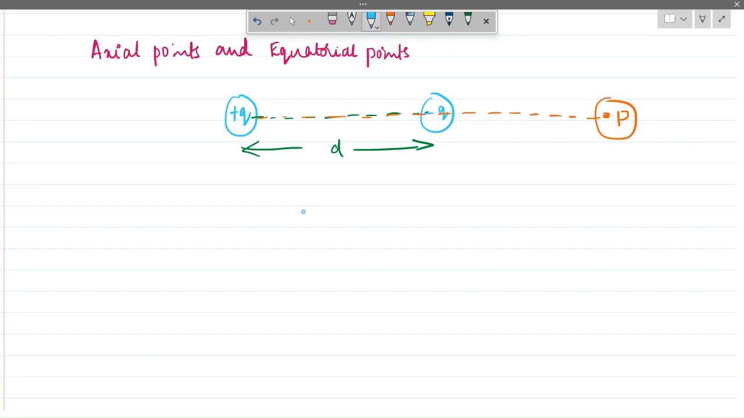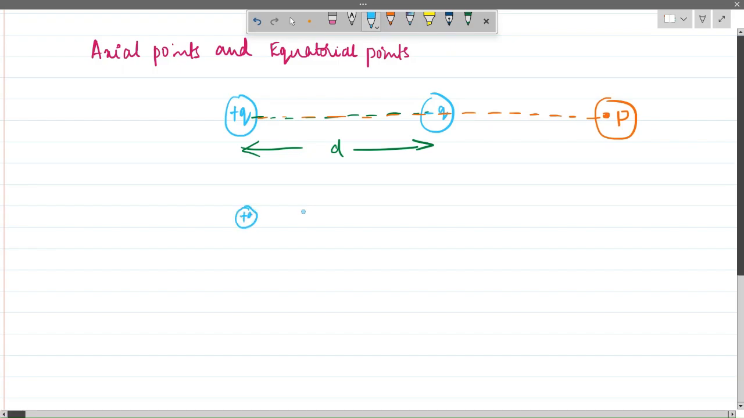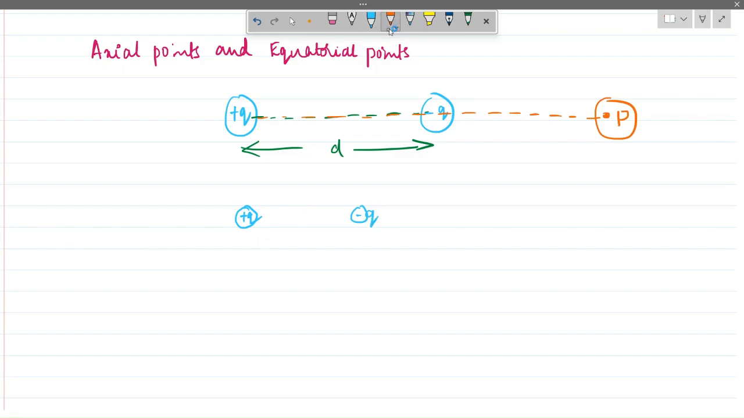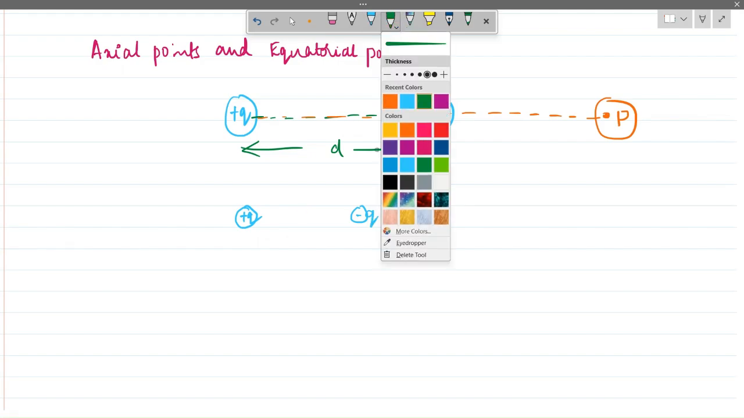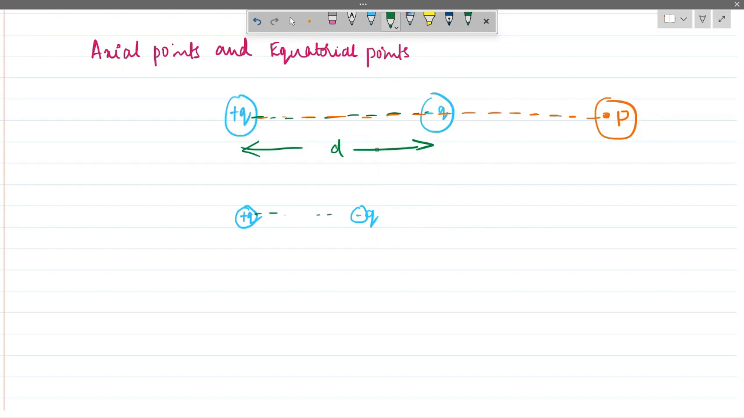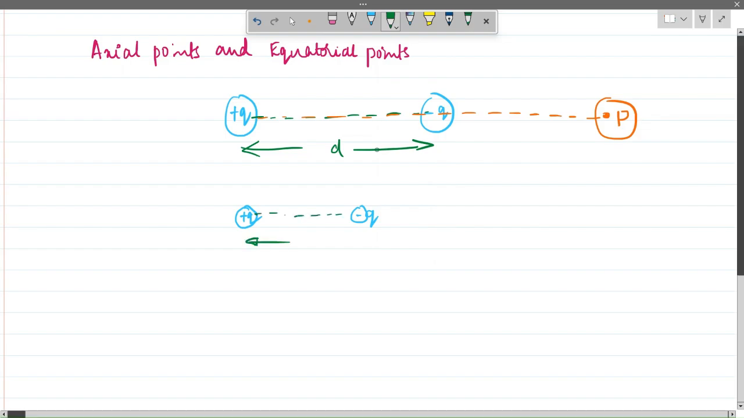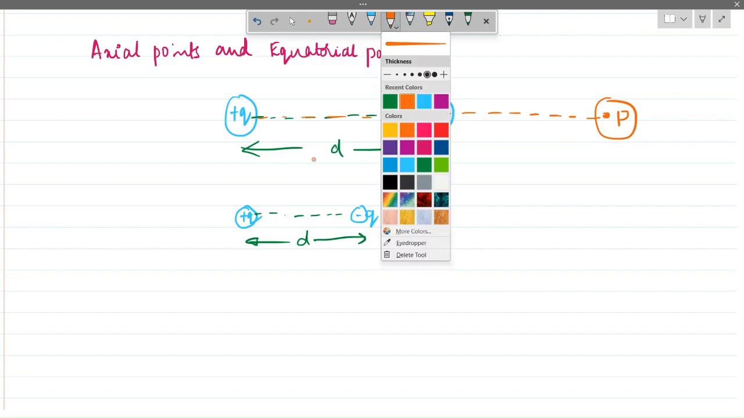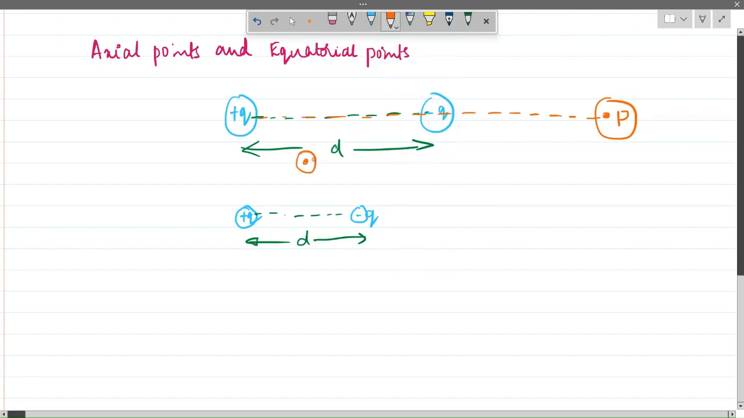In this case, say for example, we have a plus q charge here, and here we have a minus q negative charge, and they are separated by a distance of, say, d. If our point P is lying on the perpendicular bisector, or it bisects the distance between these two charges, this is an equatorial point.